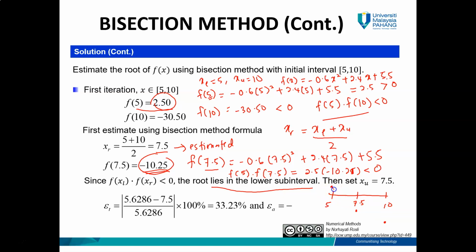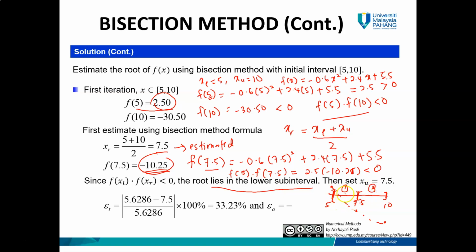So, when we plot here, you can see in this interval, because when we go to the next iteration, our interval must become smaller. So here, we can say that if we want to choose the interval, we need to choose either the first one, either XL, XR or XR, XU. Okay, this is the second one.